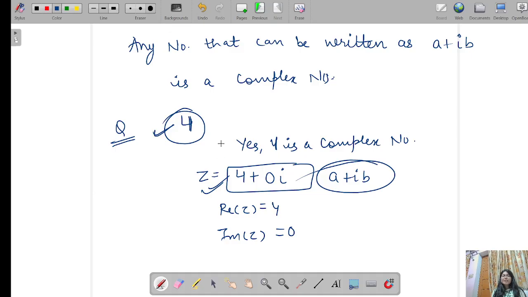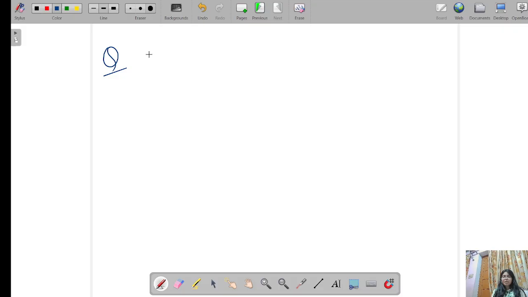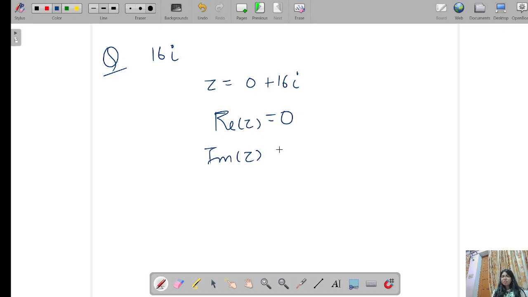Alright, now let's suppose I'm taking another example. Is this a complex number? Yes. Here I will be writing this as this. Here the real part of Z is 0 and the imaginary part of this is 16. I have to take only the coefficient of iota, not the iota itself. Alright, so this was it. We know how to denote a complex number by a plus iota b, and what the real part and the imaginary part are.